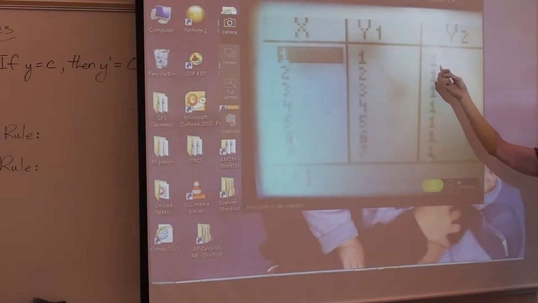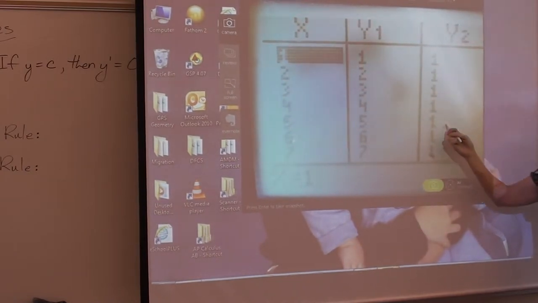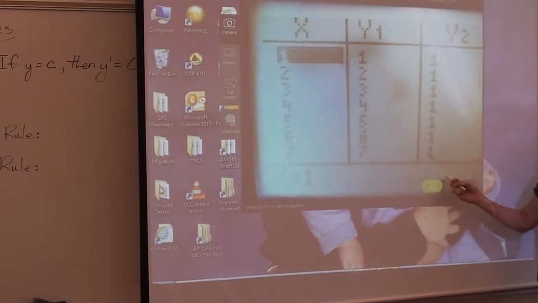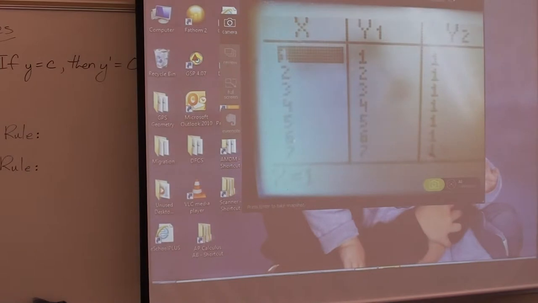1. What's the derivative when x is 2? 1. What's the derivative when x is 3? 1. What do you think the derivative is for any value of x? 1. The derivative is 1. So for y equals x, the derivative is 1. Let's try y equals x squared.